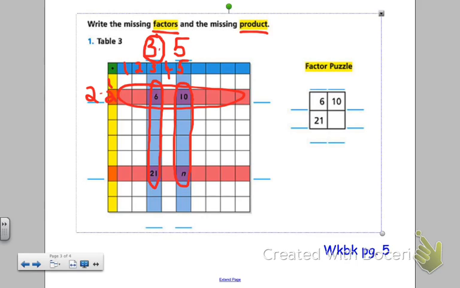And down here, this must be 7. Because I know that 7 times 3 gives me 21. So now I have 3 and 5 as the missing factors on the top, 2 and 7 as the missing factors on the left side. Now I need to figure out what is the missing product, n. I need to know what is n.